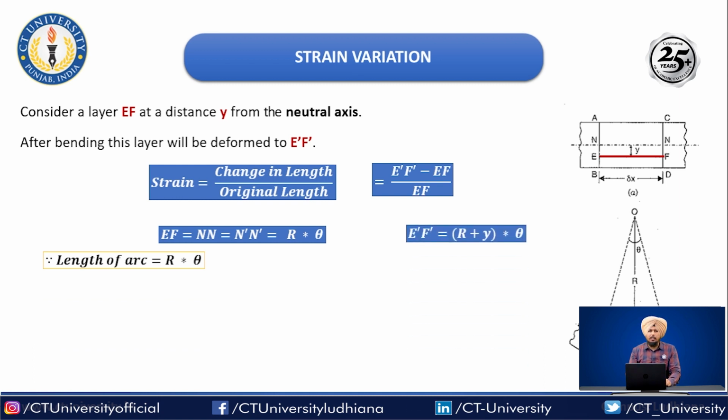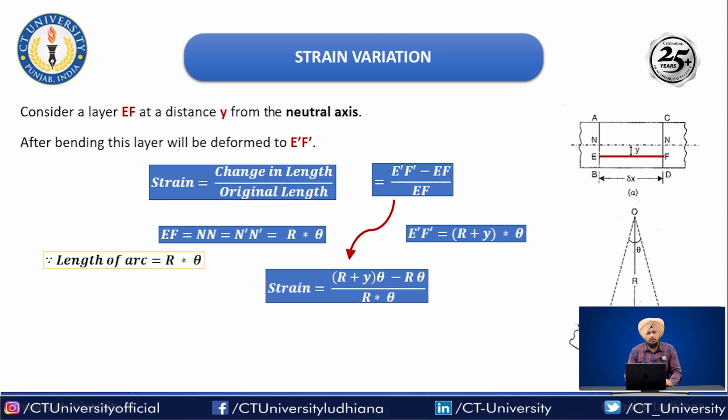Similarly we can find the length of arc E dash F dash. Now the radius is r plus y, because it is at a distance of y from the neutral axis, so the radius becomes r plus y multiplied by the angle theta. So E dash F dash will be equal to (r plus y) into theta. We are going to substitute these values in our formula, so after substitution we will have the relation: (r plus y) theta minus r theta, divided by r theta.